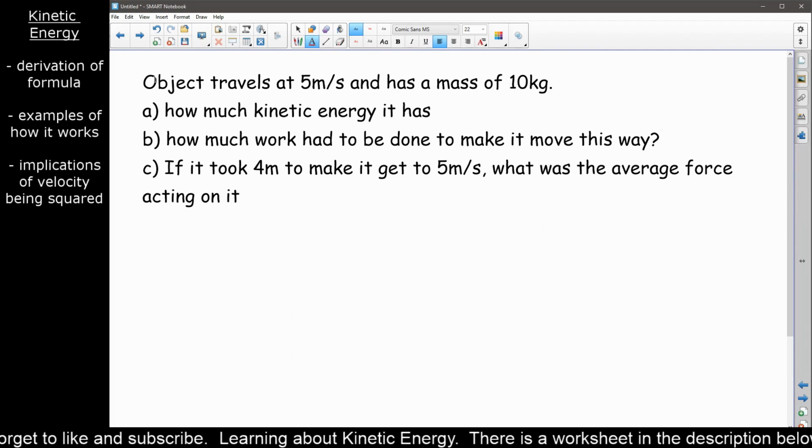Now, in reality, the big use of kinetic energy is the fact that, yes, you can work out the work done on something, but the truth of the matter is, if you see a car driving down a street, you don't know how far it took to accelerate.